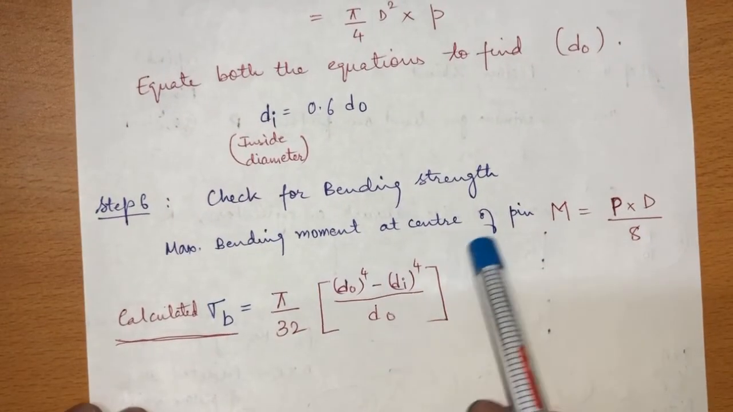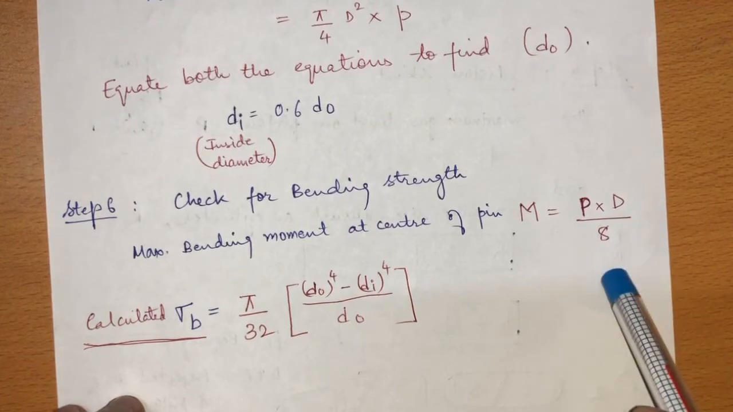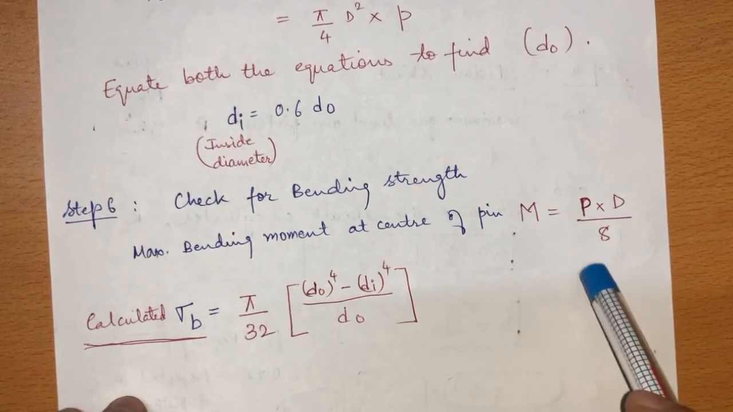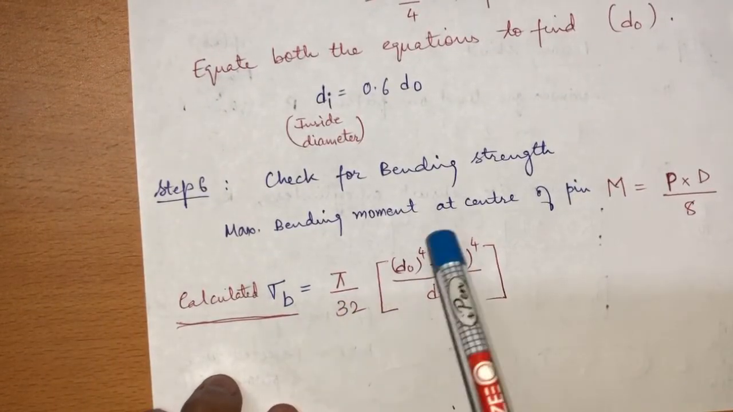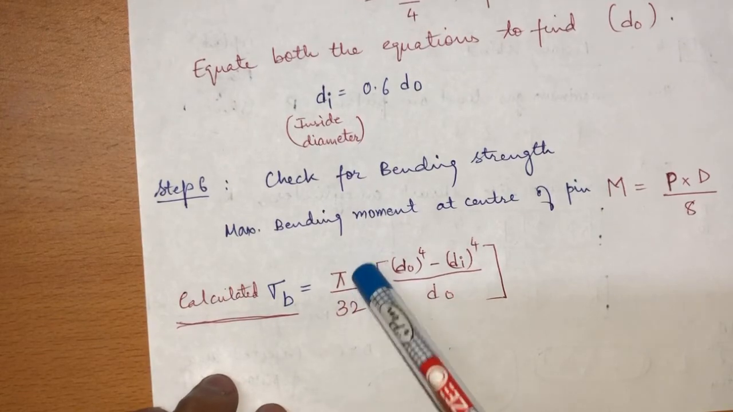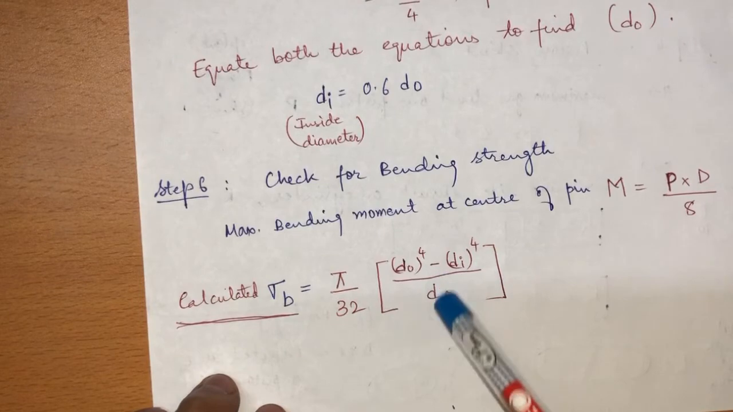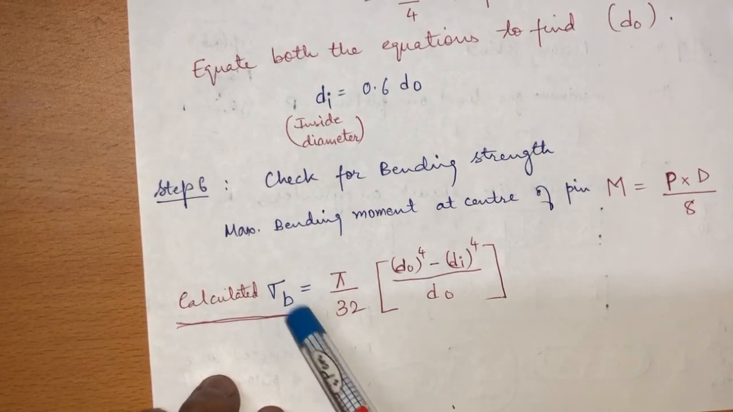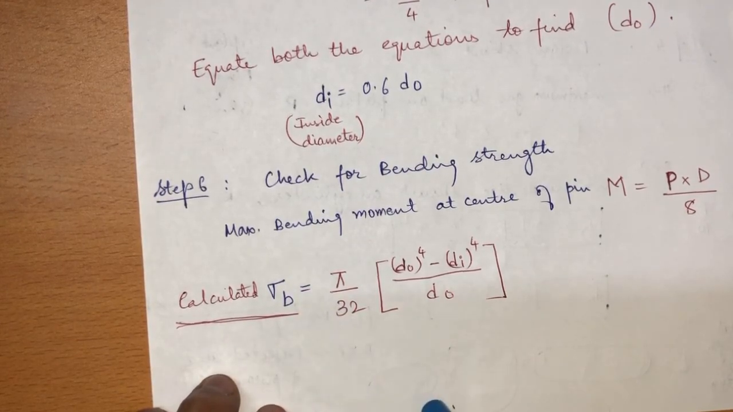Maximum bending moment at center of pin, capital M, can be written as P into D by 8. This is the same relationship which we have already obtained in the subject of MOS. Sigma B for a hollow cylinder will be in the form of pi by 32 into (D0 raised to 4 minus DI raised to 4) divided by D0. We can calculate the value of sigma B and compare it with the given value of sigma B in the numerical. This concludes the design procedure for a piston. Thank you.